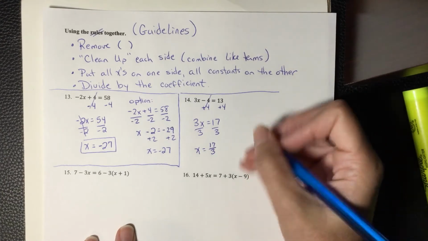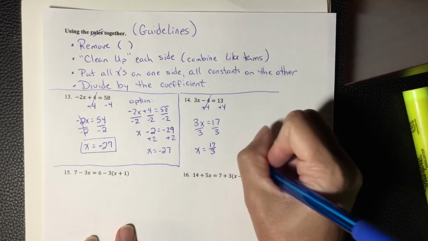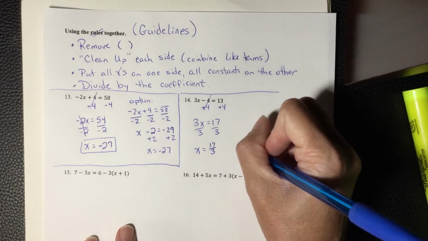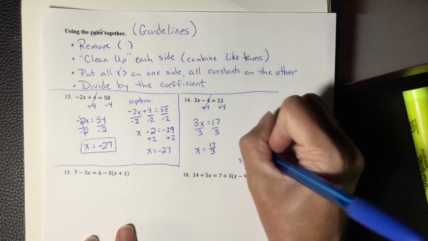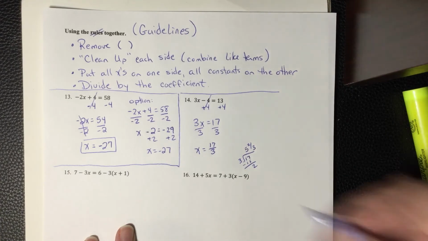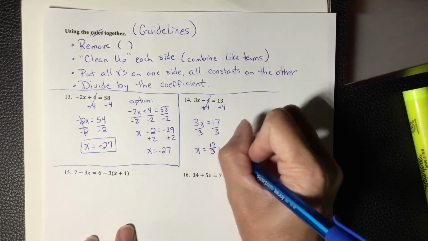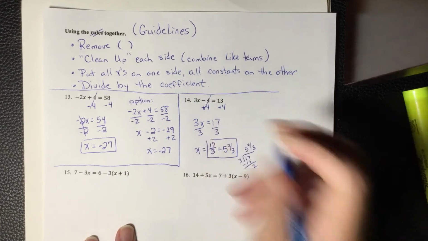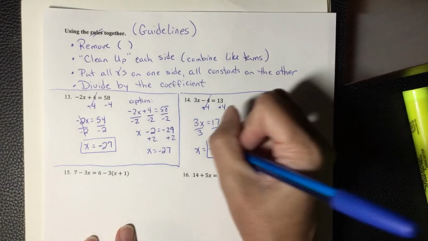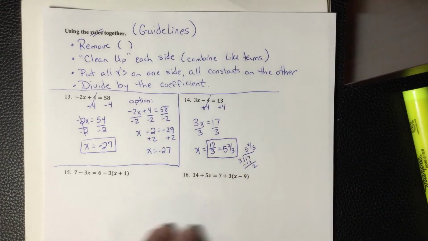You can change it into a mixed number. So figure out how many times 3 goes into 17, and then I take the remainder and put it back over the 3. So you could also put 5 2/3. You don't have to take this last step. 17 over 3 is perfectly good for an algebra answer.